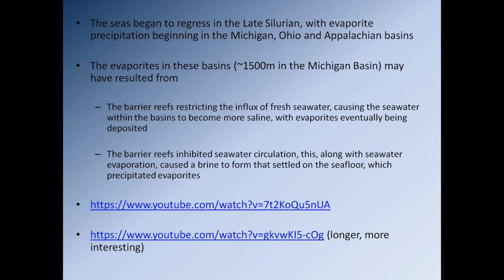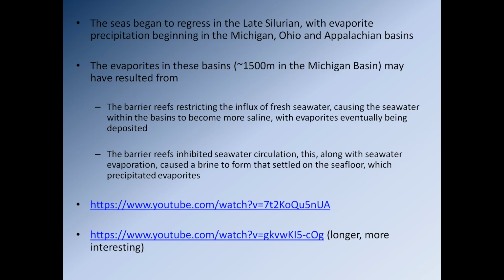So in terms of the actual formation of the evaporite layer, it could have occurred in one of two ways. The first way is simply that the barrier reef restricted the influx of fresh seawater into the basin. That meant the basin became restricted, the water evaporated away, the water became more saline, and eventually that led to the deposition of evaporites, as the water became saturated with respect to minerals like gypsum and salt, or should I say halite. So that's one way that it could have formed.